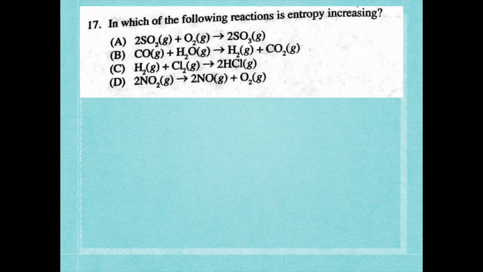For number 17, it says, in which of the following reactions is entropy increasing? Okay? So if I look here at A, I go from 3 moles of gas to 2 moles of gas. That's a decrease in entropy. For B, I go from 2 moles of gas to 2 moles of gas. That's no change in entropy. For C, I go from 2 moles of gas to 2 moles of gas. No change in entropy. And then finally in D, I go from 2 moles of gas to 3 moles of gas. So my answer would be D.